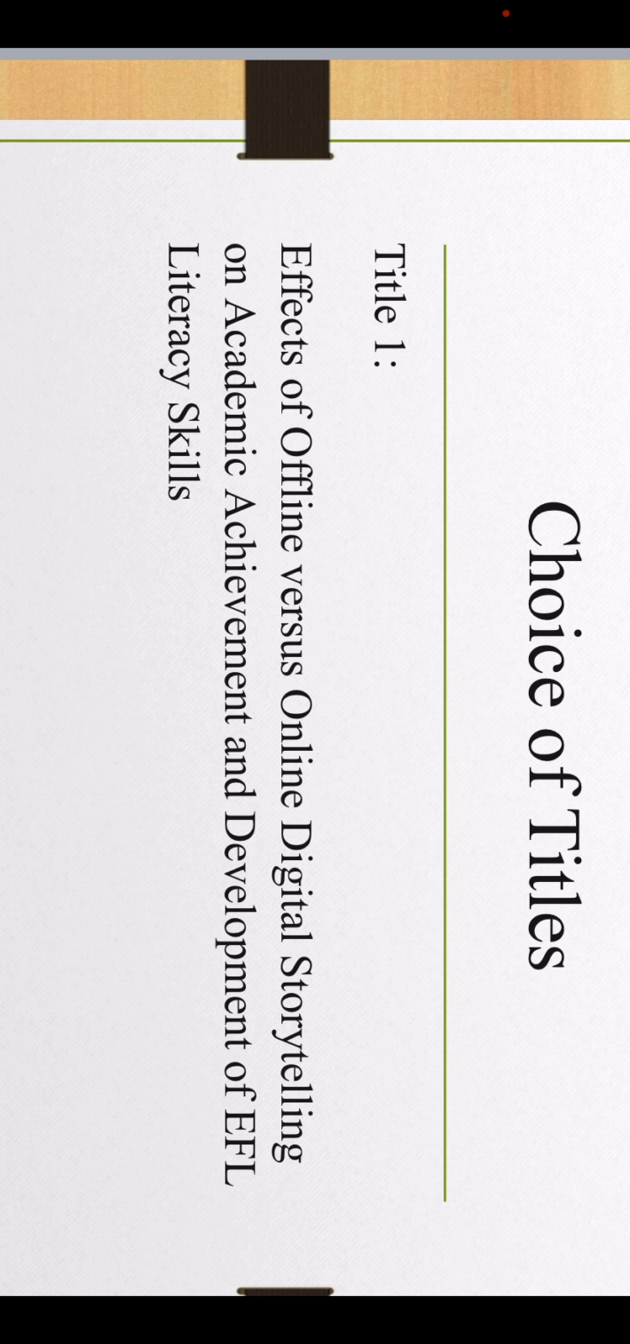Now, choice of title. I'm listing in here three more titles and just trying to show you that choosing the words and the title is very important, because when we read the title, we have to understand the whole thing about the research. Let's look at this one. Effects of offline versus online digital storytelling on academic achievement and development of literacy skills. Take a minute, please, and try to identify the different components of research. What can you understand from this title?